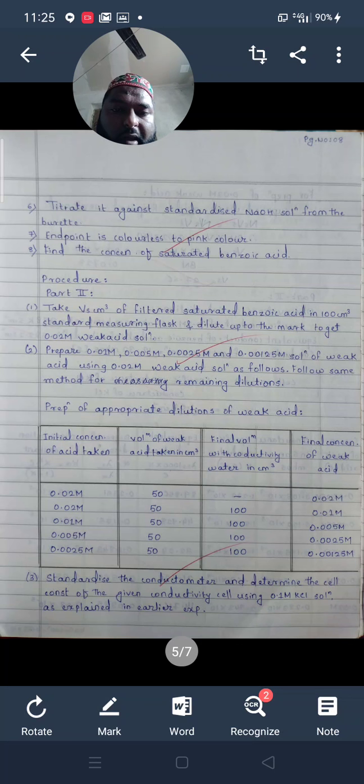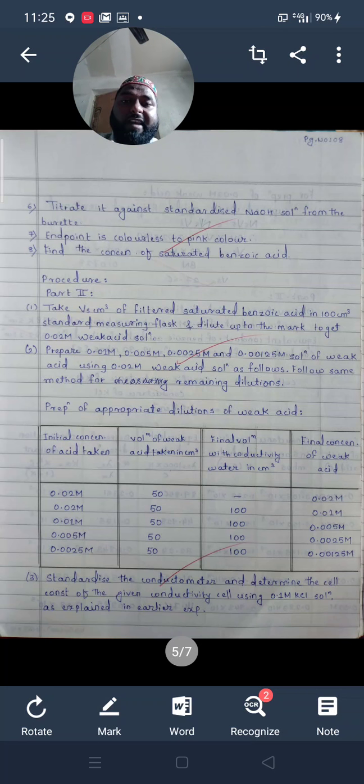What we are going to do, you can see here, first of all 0.02 molar. Whatever concentration we get, near about that will be the 0.02 molar. Or say we can first prepare the exact concentration 0.02 molar, then from that 0.02 molar we will take 50 cm cube and dilute to 100, it will become 0.01 molar. From the 0.01 molar we will take 50 and dilute to 100, it will become 0.005 molar. Then we will take 50 from this 0.005 molar, it becomes 0.0025 molar, and from this 0.0025 molar we will again take 50 cm cube and it will become 0.00125 molar.